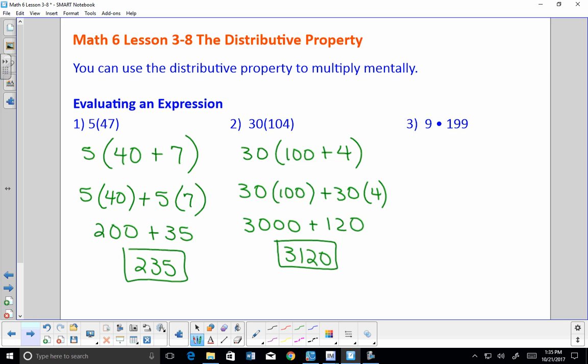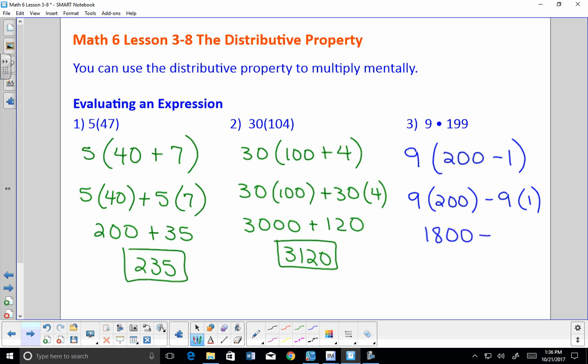Let's look at this next problem. 9 times 199. I'm thinking to myself, wow, 199 is 200 minus 1. So I'm going to use 200 minus 1. So I'm going to have 9 times (200 minus 1). 9 times 200 minus 9 times 1. That's basically what I'm doing. 9 times 200 is 1,800. 9 times 1 is 9. 1,800 minus 9 is 1,791. I can do that much better in my head than I can multiplying 199 times 9 in my head.